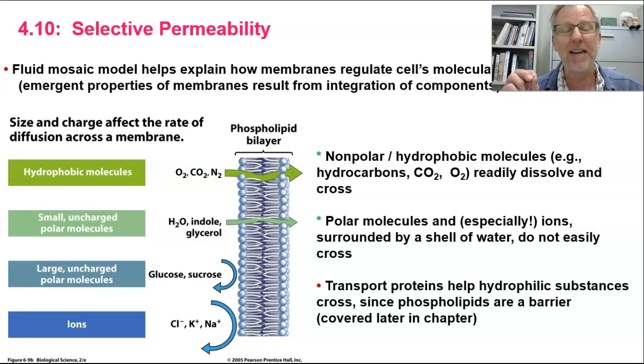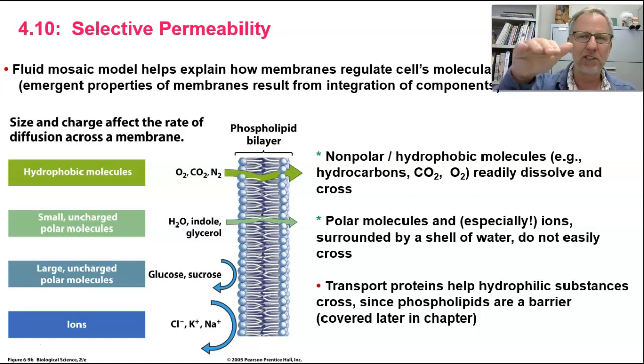The membrane is impermeable to those ions. So there's your scale. Nonpolar things can get through easily. Small polar things can get through somewhat. Large polar things, not very often at all. They really can't cross. And ions, forget it.